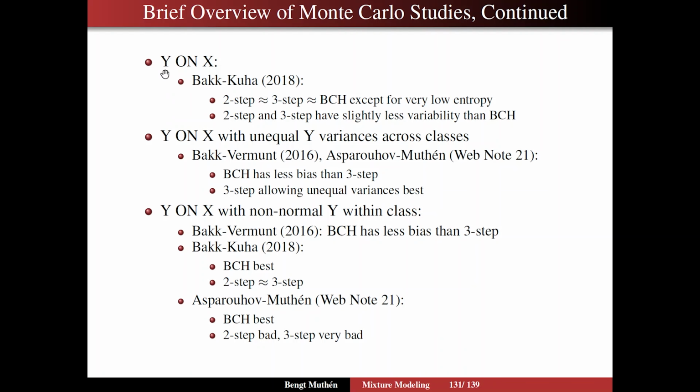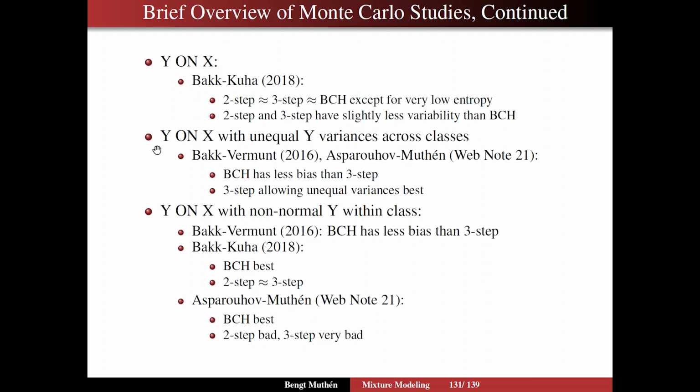Let's take a look at the Y on X context on slide 131. Bakk and Kuha's article again claimed that two-step, three-step, and BCH are pretty much the same, except for when you have very low entropy. Low entropy, the multi-step methods don't work that well, generally speaking. You want to have moderate to high entropy. When you have very high entropy, you don't even need them. So there is that sweet spot, moderate entropies, where they work well. Now, two-step and three-step have slightly less variability than BCH for Y on X.